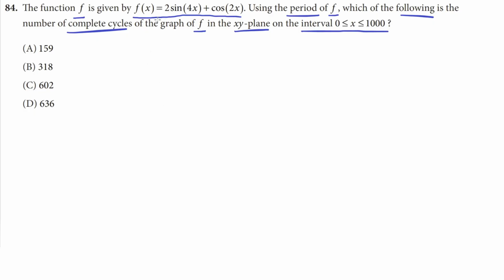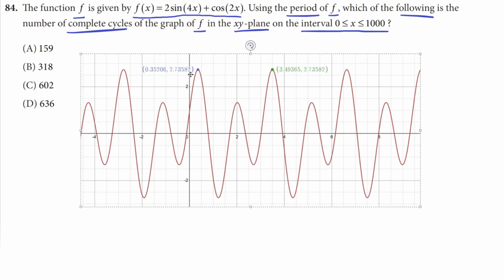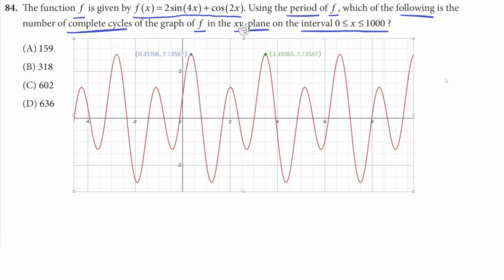So first we need to find the period of this graph, and we can use the period to find out how many times the graph completes a cycle from 0 to 1000, since the period is the amount of time it takes to complete one cycle. So we can graph this function in our graphing calculator, or I did it in Desmos in this case, but you can do it on your graphing calculator as well.